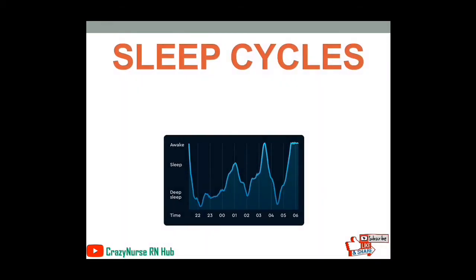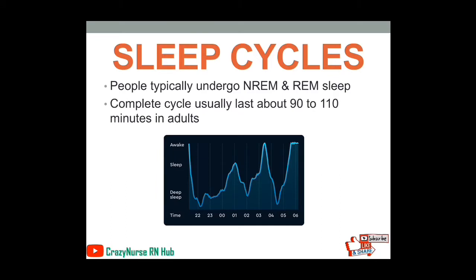Now let's discuss sleep cycles. People typically undergo NREM and REM sleep. The complete cycle usually lasts about 90 to 110 minutes in adults. The duration of NREM stages and REM sleep varies throughout the sleep period.